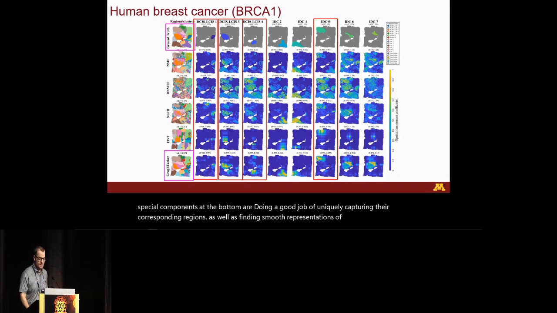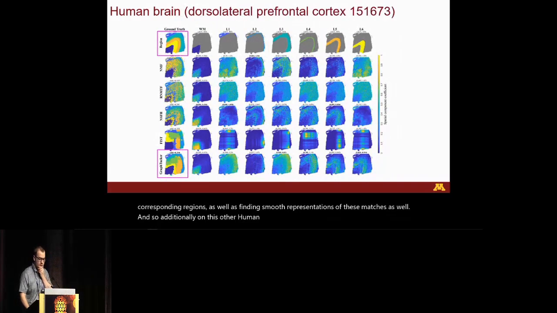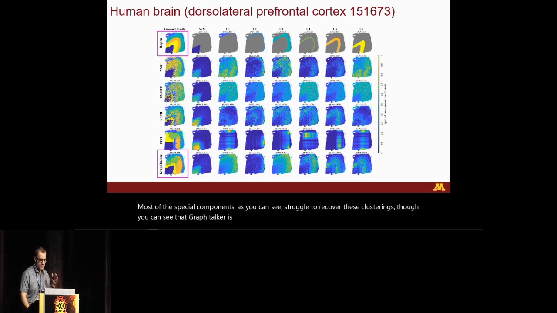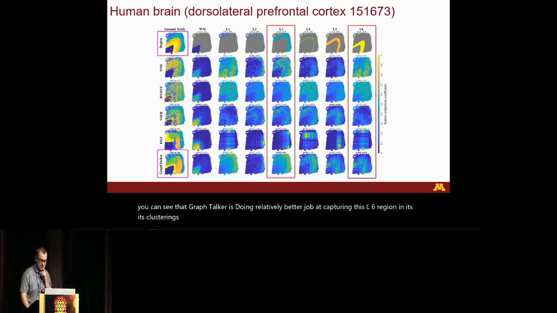And so additionally, on this other human brain data set, I just want to show again, the ARI is higher. Most of the spatial components, as you can see, struggle to recover these clusterings. Though you can see that Graph-Tucker is doing a relatively better job at capturing this L6 region in its clusterings. As well, I want to point out some of the best examples of Graph-Tucker, which are these L3 and L6 regions that are relatively accurately capturing these regions.